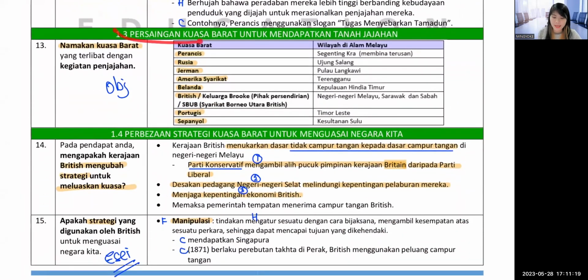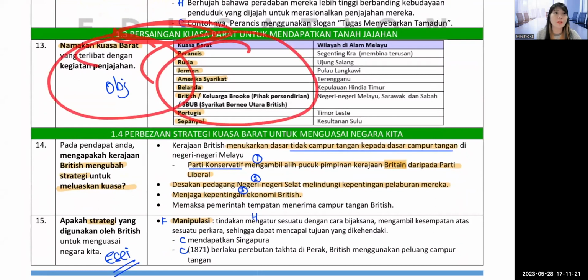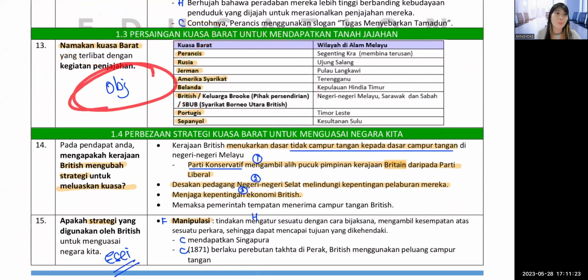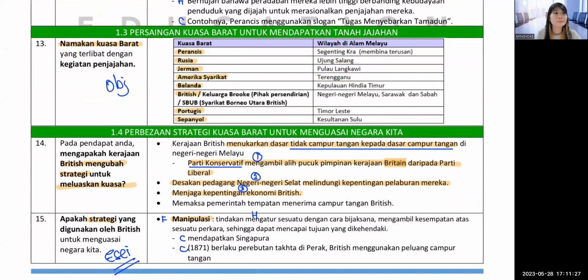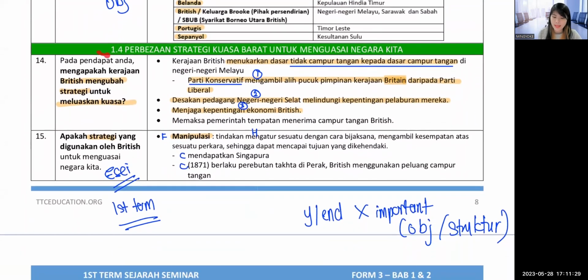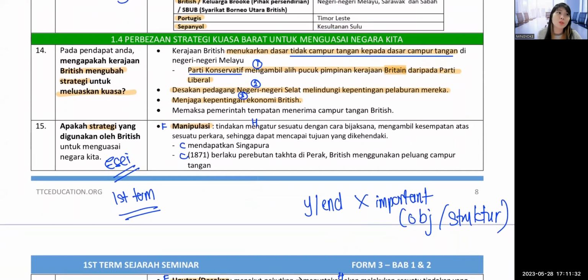Then after that, persaingan kuasa barat, you need to know all the names of the Western countries that came. Objective. Which area? Okay. And last, the strategy. For chapter 1, the last one is the strategy lah. You already know, ma. Why do British change their strategy? From not interfering in our country, became interfere. So you see, menukar dasar tidak campur tangan kepada dasar campur tangan.